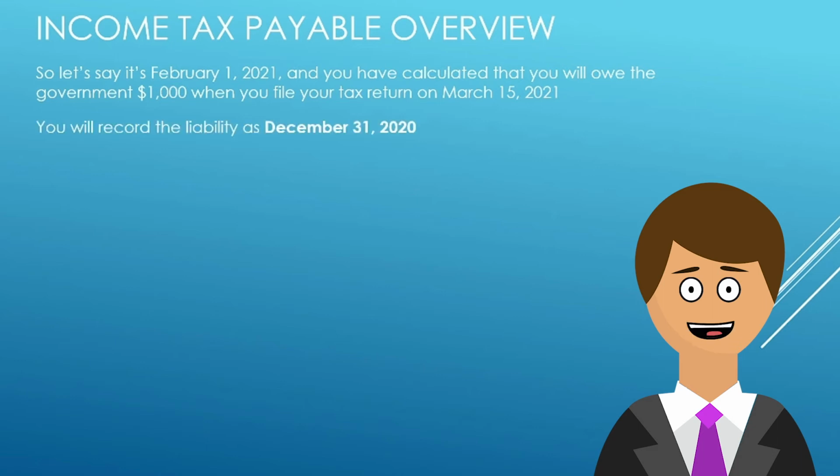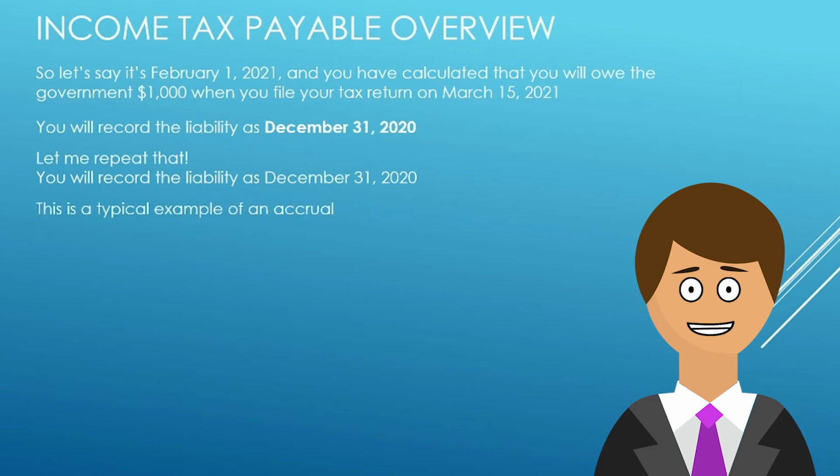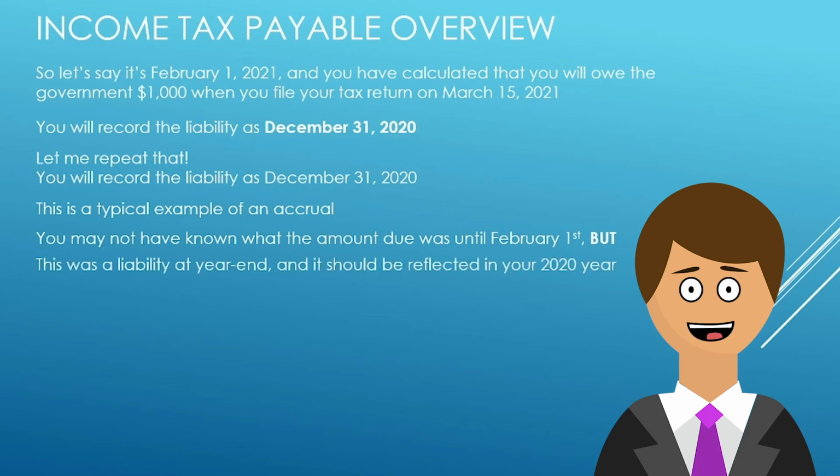But here's the thing. You're going to record that liability as of December 31st, 2020. So let me repeat that. You'll record this liability as December 31st, 2020, even though it's February 1st, 2021. This is a typical example of what an accrual is. When you're doing financial statements, you always have to determine what liabilities existed at the financial date of, in this case, December 31st. So you'll want to make sure that it's booked for December 31st. You may not have known what the amount due was until February 1st, but that was a liability at year end and it should be reflected in your 2020 year.